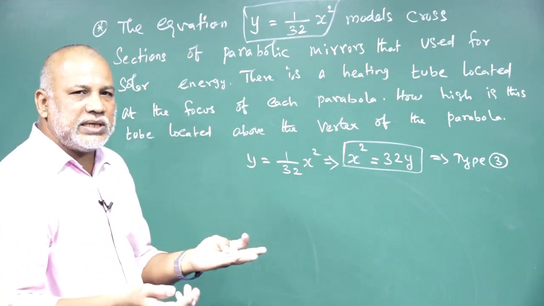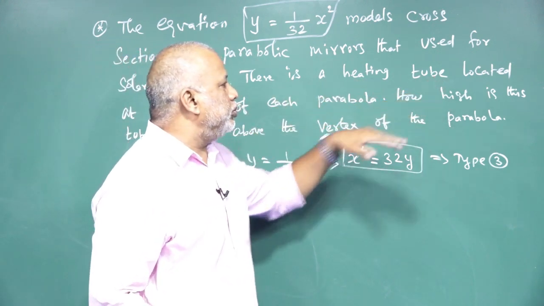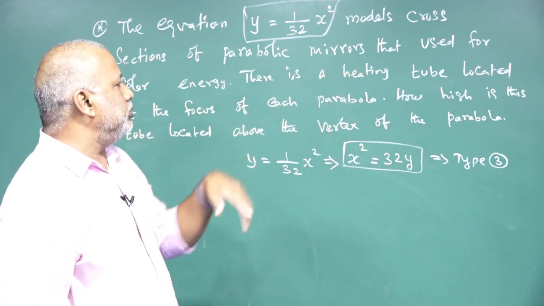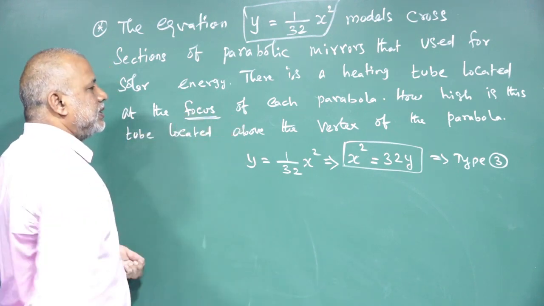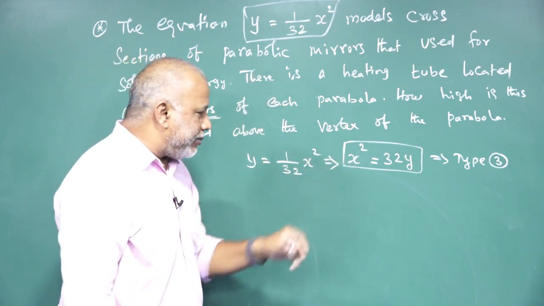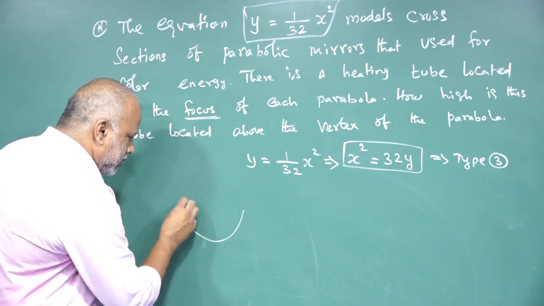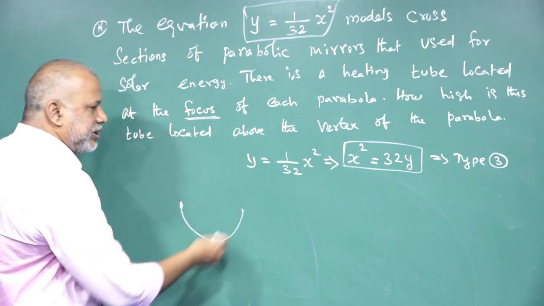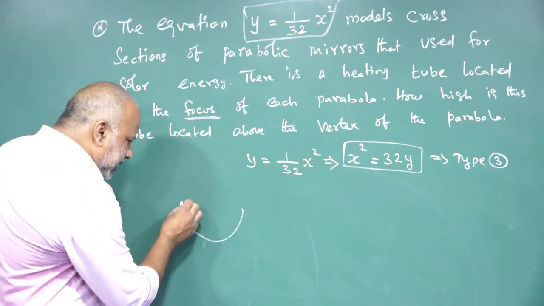The problem models the cross section of a parabolic mirror that is used for solar energy. You are able to see the solar energy heaters. There is a heating tube located at the focus of each parabola. This is the important word. Now I am going to select a parabola. Why am I selecting this type of parabola? Straight away, type number 3, open upward.